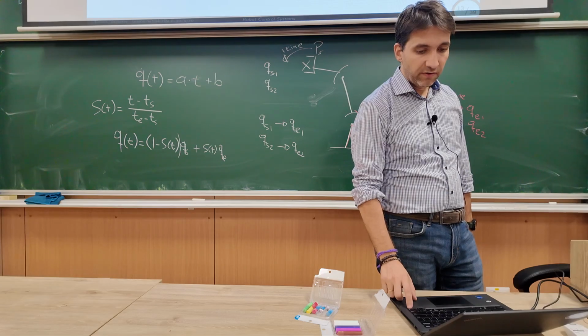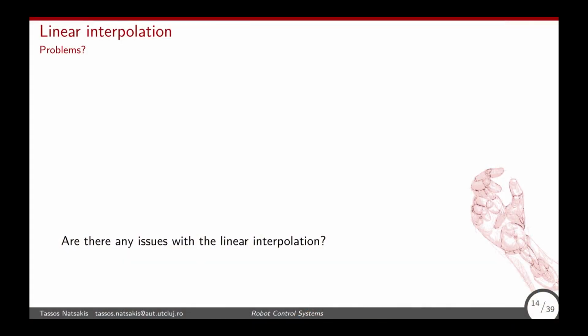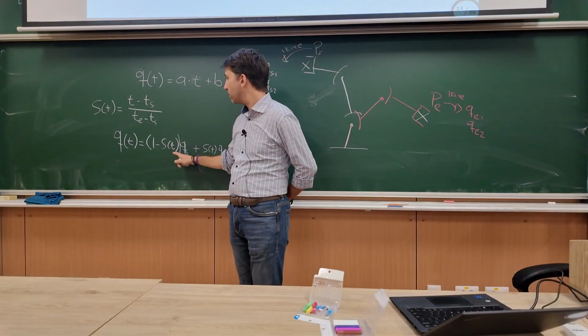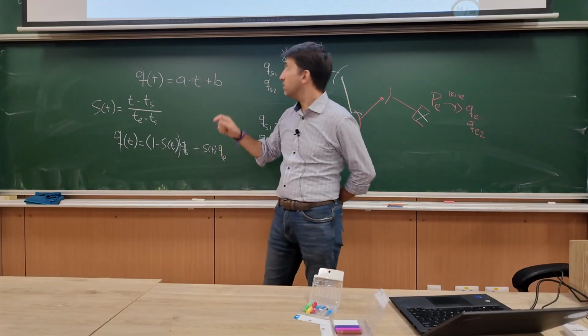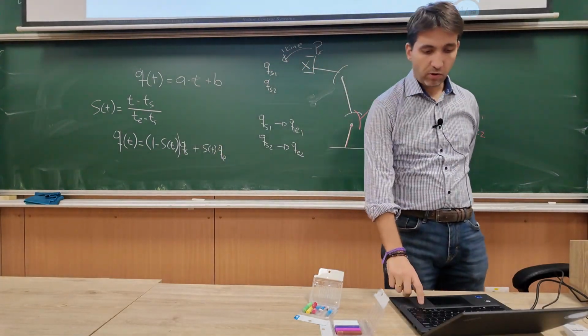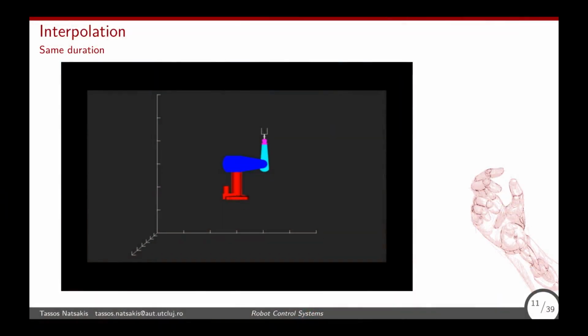Before we move on to the end effector, let's see if there are any issues with this kind of interpolation, where basically we do linear interpolation going from QS to QT using a line. Can you imagine any problems with it? Maybe through these animations you can see it.